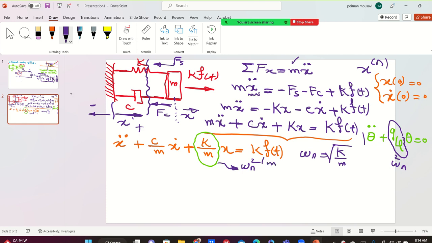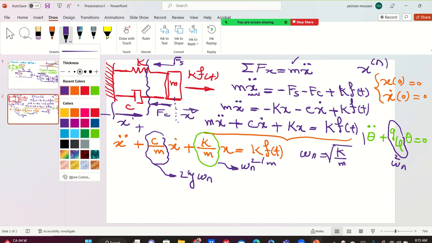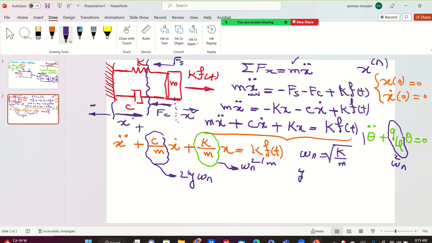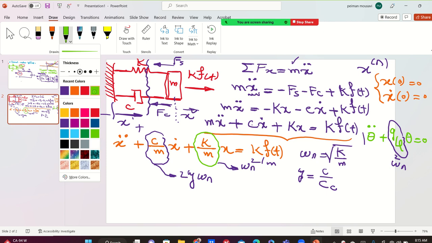So the name of this is 2 zeta omega n. What is that? In the vibration of mechanical systems course, zeta is C over C_c. This is a non-dimensional number. Why non-dimensional? Because it is damping over damping, so the dimension is 1.